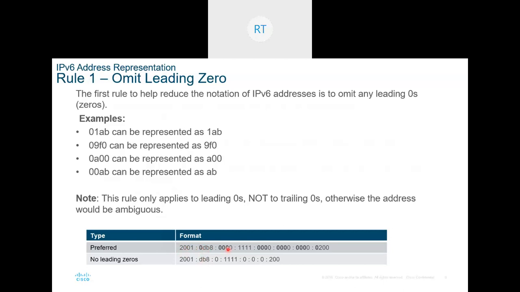Here we have 3 leading zeros, so we can omit the first 3 zeros and it becomes this. Here there is no leading 0. Here there are 3 zeros. And here you have a first 0, so omit the first 0. That's the first rule of shortening an address.